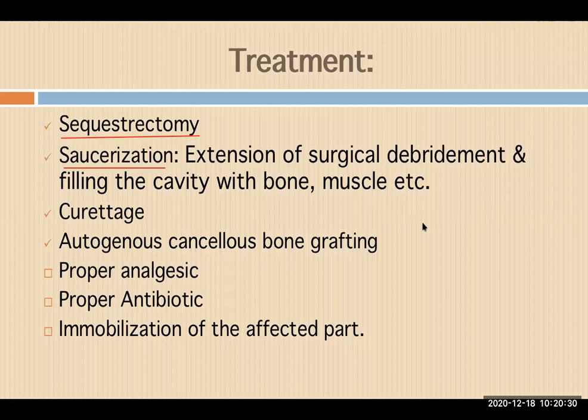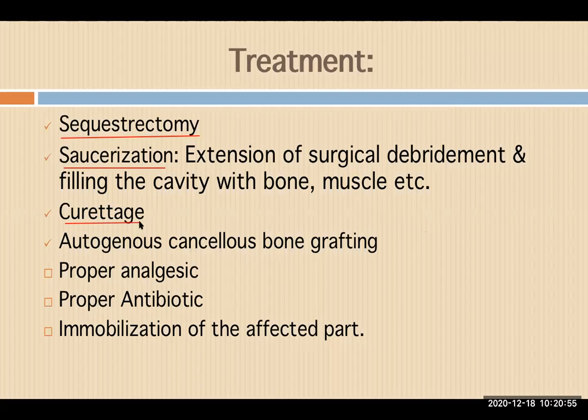And later on, if this cavity is quite big, you need some bone chips to fill that area. This is called bone graft. And sometimes even muscle pedicles are necessary there. But the real meaning of saucerization is extension of the surgical debridement and converting that area into a nice cavity.